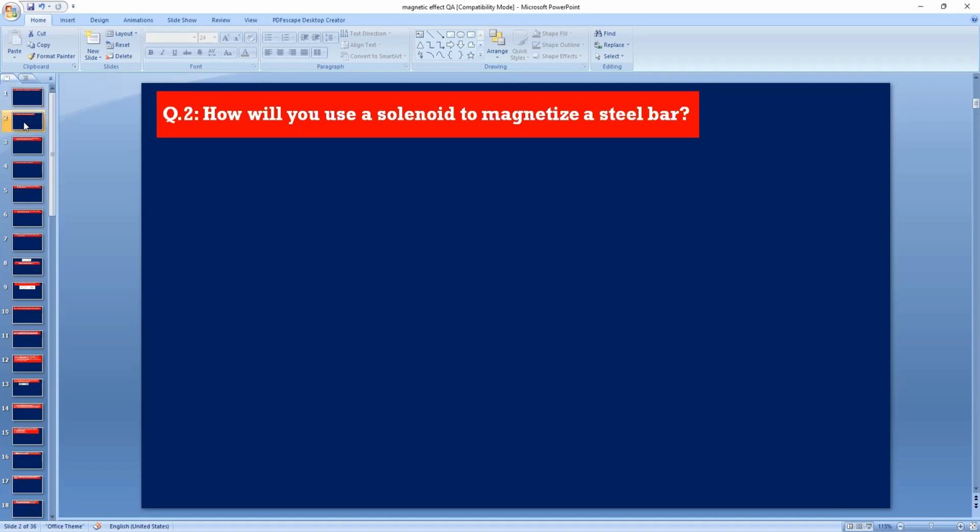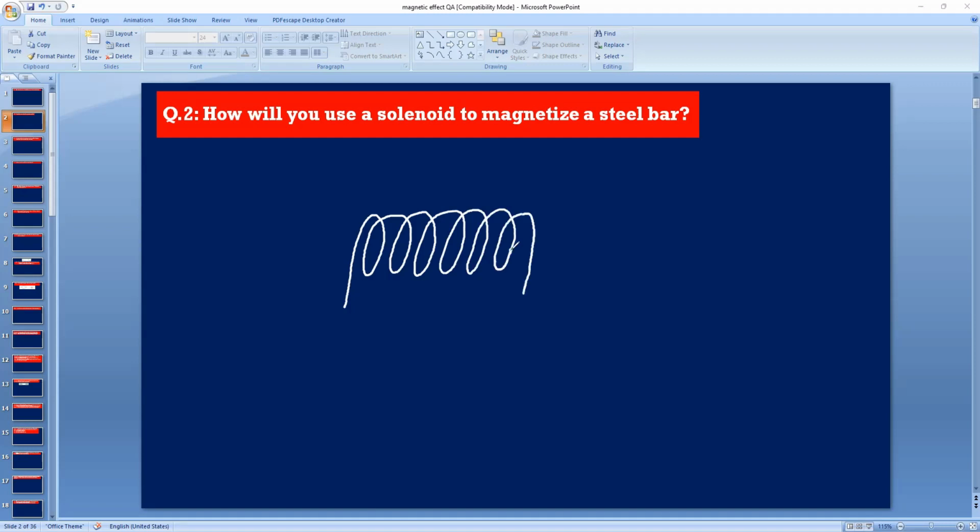Second question. How will you use a solenoid to magnetize a steel bar? We have taken a solenoid. A solenoid can be defined as a conducting wire having n number of loop lines with the same radius. Between that, we are placing a steel bar. Now these two ends we have connected to a battery.